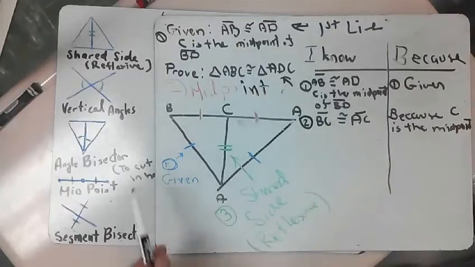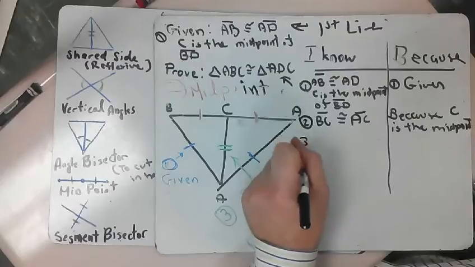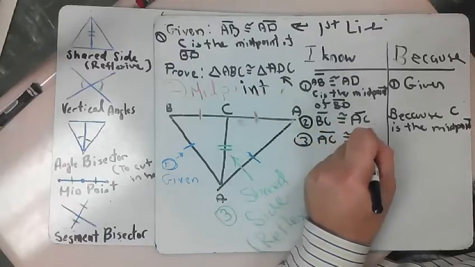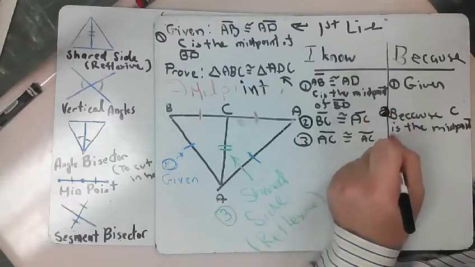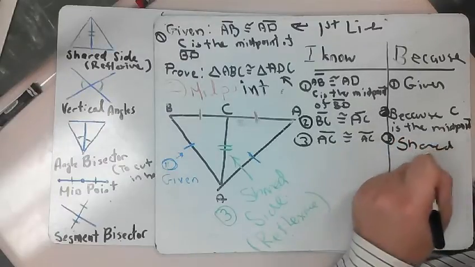Next, line 3 was the shared side. So I am going to say that AC is congruent to AC because of the shared side. I'm actually supposed to number these on this side too. So that is a shared side.